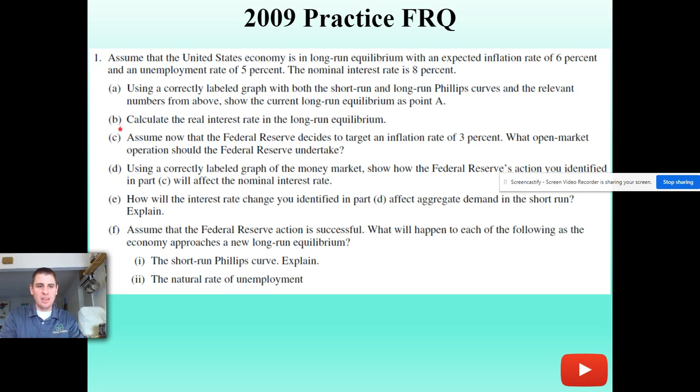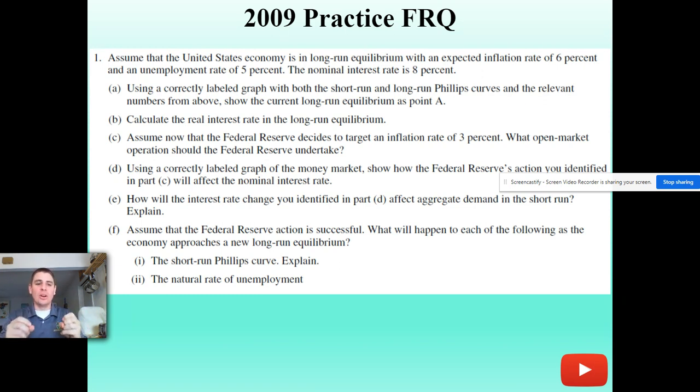What happened in D, or C and D, was correct. It happened. That's where we're currently operating in the economy. We're in a recession. What will happen to each of the following as the economy approaches a new long-run equilibrium? Again, what's that code I want you to think of if it says in the long run? Is that AD or AS?